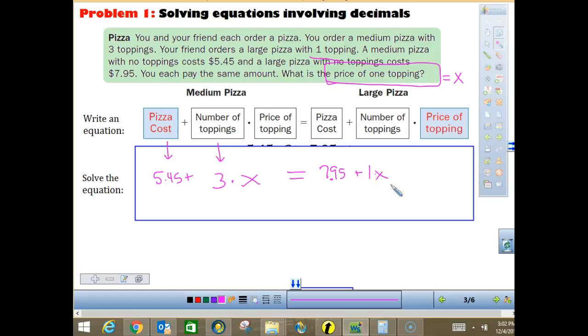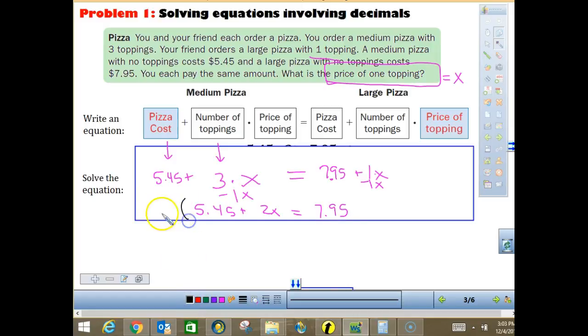So the first thing we want to do is we want to get all the X's on one side. Don't we want to multiply by like 100? We could, but we have some pretty simple numbers with 1x and 3x. Could we just subtract 1x from both sides to start this? Okay, and we have 5.45 plus 2x equals 7.95. What would you multiply by if we were going to multiply?